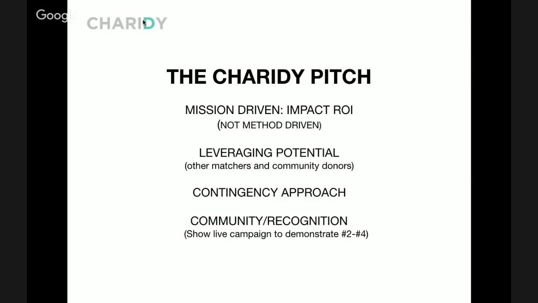Number 2, you've sold them on the mission, leveraging the potential. The idea that they, as a matcher, will help secure other matchers. If they're the 3rd matcher, then it's a slam dunk. They're the number 3 and you have 2 other matchers. But then also leveraging the community potential, both in the ability for them to give.